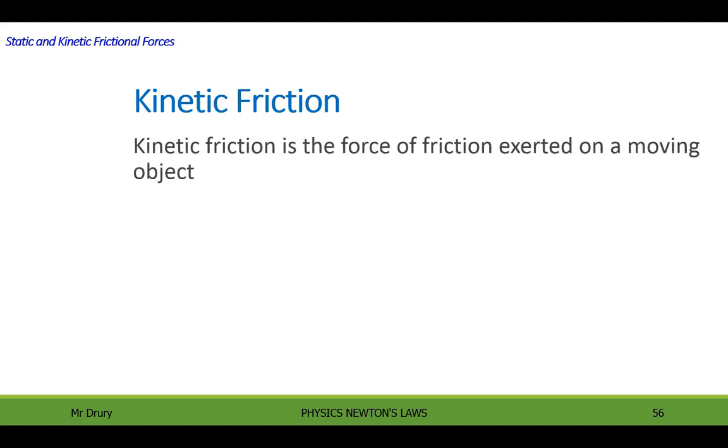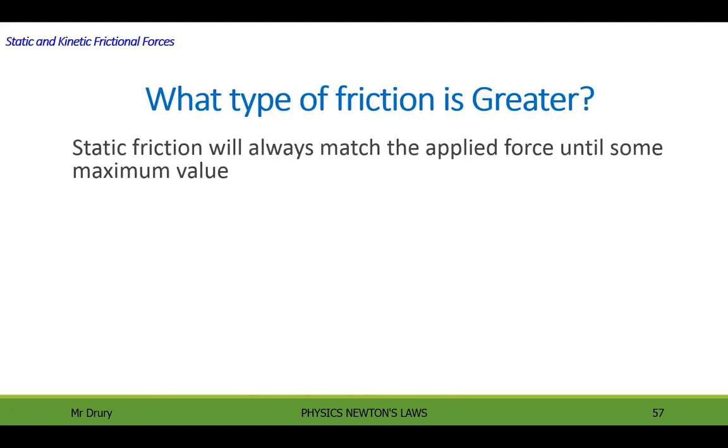Kinetic friction is a force of friction exerted on moving objects. For example, if you move this block, well, that was loud, you would get kinetic friction, and the object has to be moving for kinetic friction. So what type of friction is greater, static friction or kinetic? Well, static friction will always match what you apply to it until some maximum value, then it can't do it anymore and it breaks away.